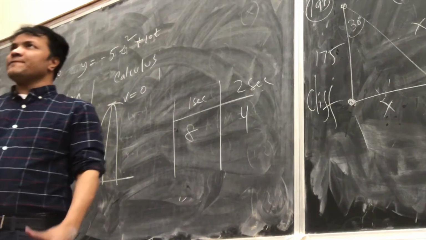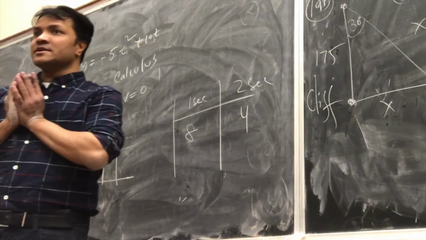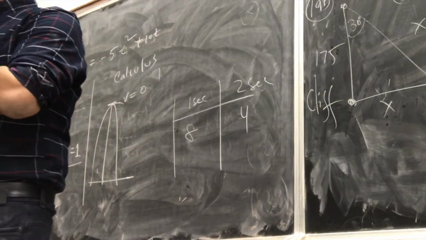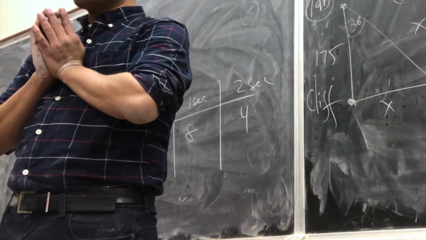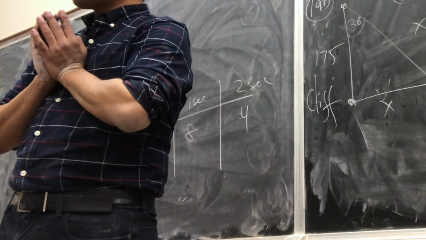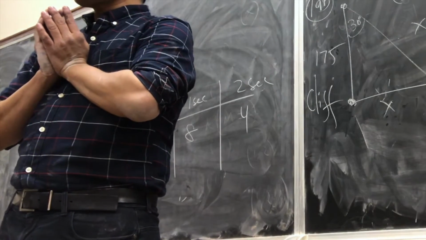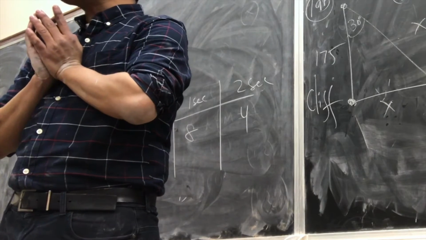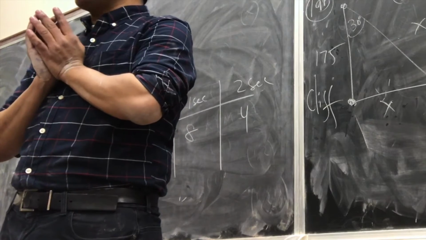Okay, if the entire trip took 10 seconds, then at what time was the velocity of the chalk 0? Yes, 5, very good. Another way: if the entire trip took 10 seconds, at what time did the chalk reach the maximum height? I ask you the same question differently.